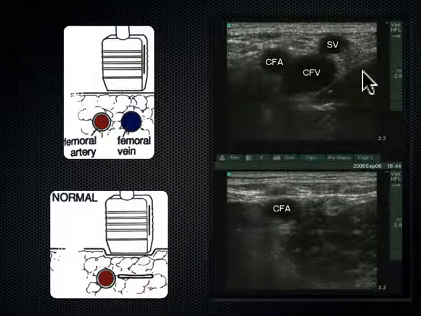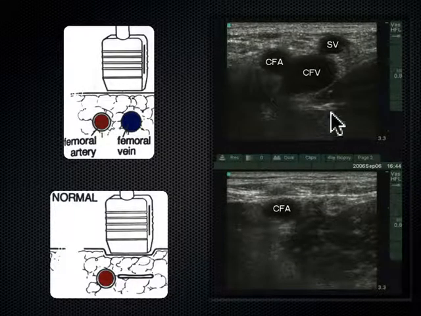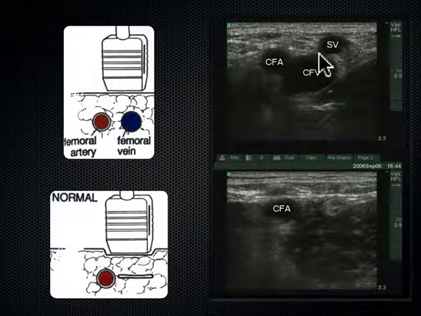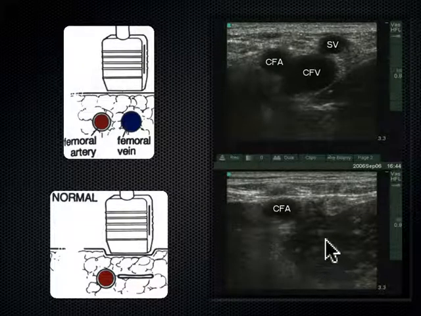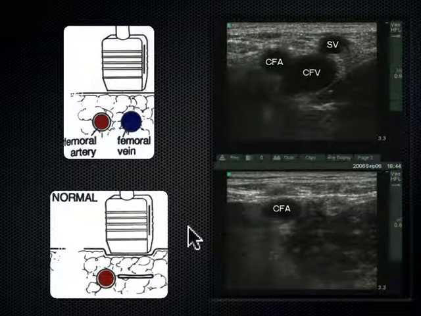And this is an example here of without compression. Down here is with compression. We can see here the saphenous vein as it joins into the common femoral vein, very proximal. And this is our common femoral artery without compression. And then we push, compress those structures down. The veins totally collapse, therefore there's no blood clot.